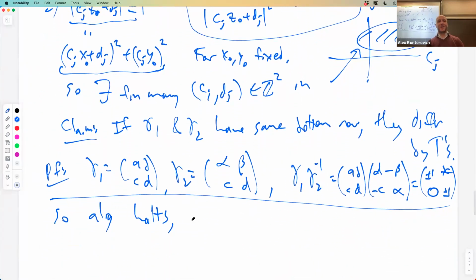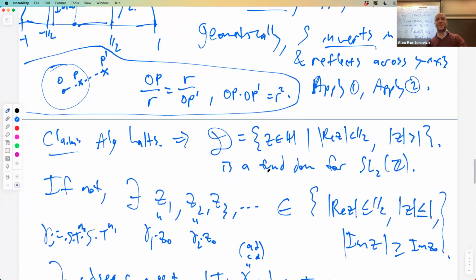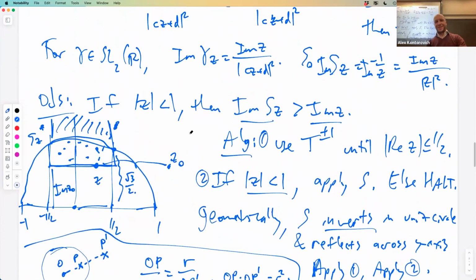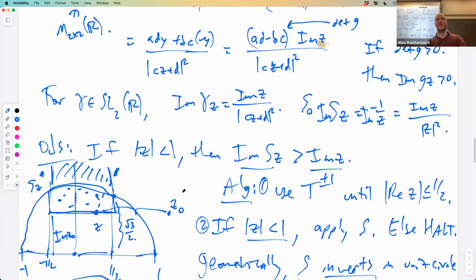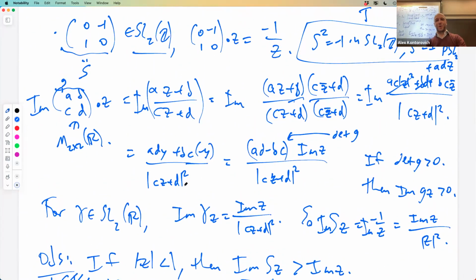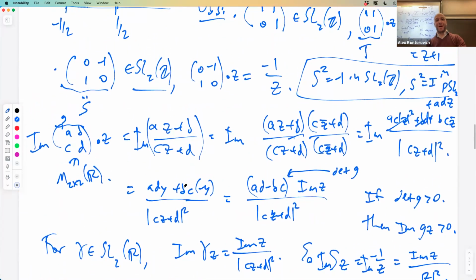So the algorithm halts. Let me skip the fact that we've proved that it tiles. We haven't proved that it's unique, that they're disjoint. I'll leave that to you. But this is the reduction algorithm, most of the time attributed to Gauss, although I think Legendre deserves more credit than he's often given, and by me.